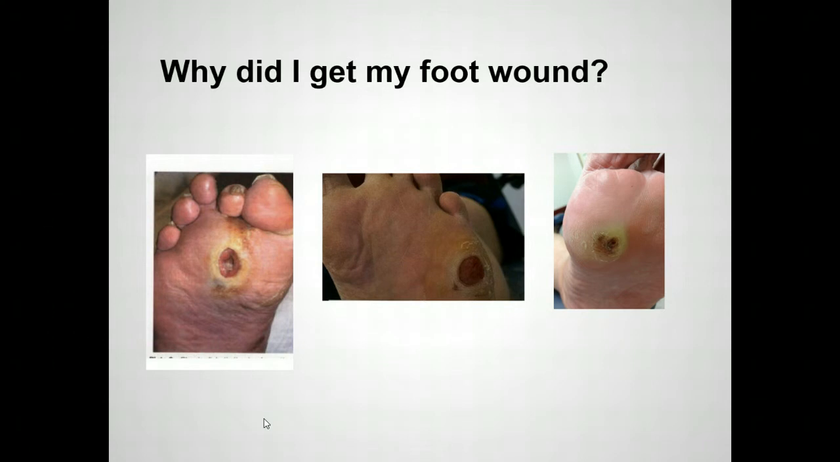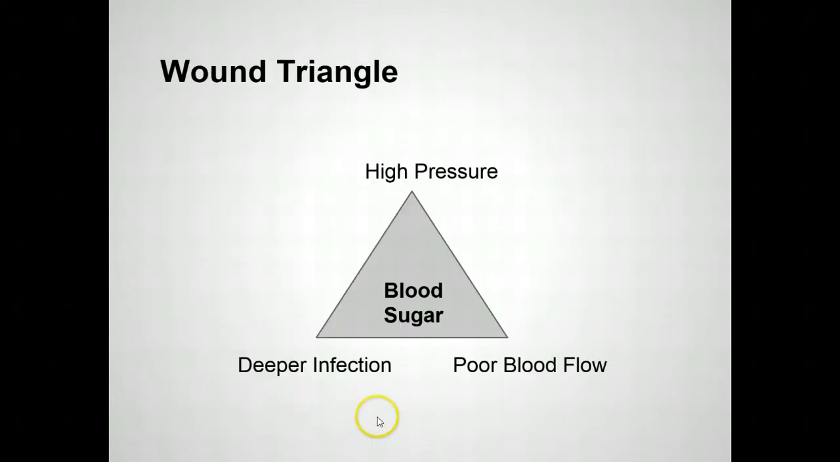People with no foot problems usually don't get foot wounds. Usually it happens with people with diabetes and maybe neuropathy or poor blood flow. Let's exactly look at this wound healing triangle here. So if we look, the wound healing triangle really explains what causes foot wounds.